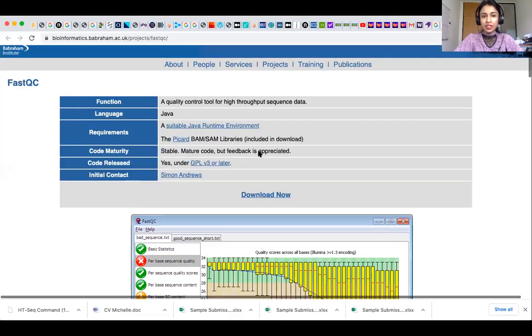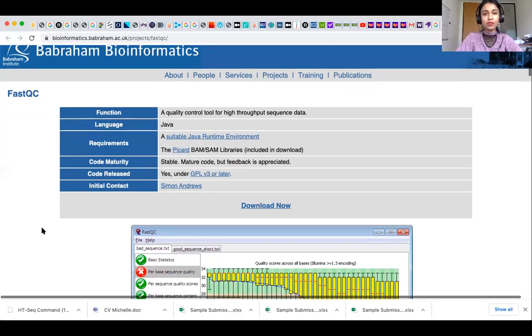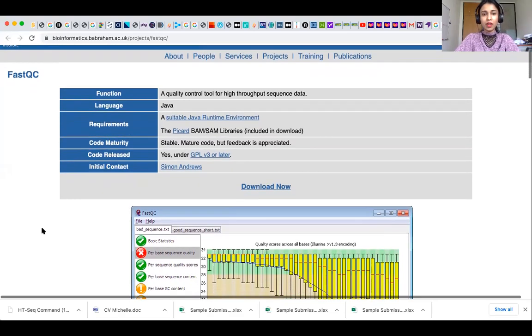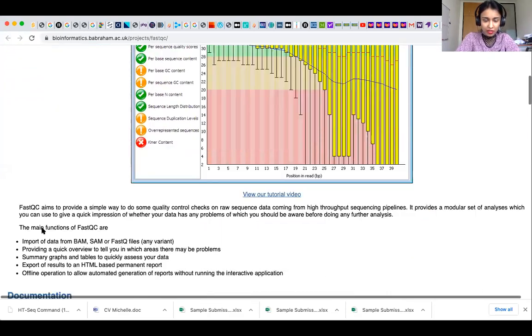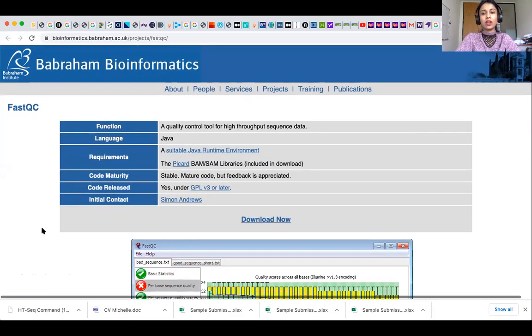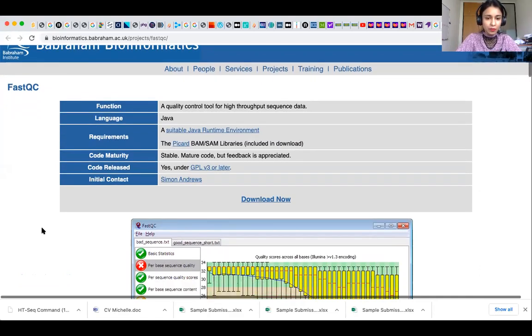Right. So this is the software that I just mentioned in my slide. It's by Babraham Institute, and it's really a very nice tool to use. It gives you a very nice graphical illustration of how good your data is. Right, this is the page. I've also given you the link there. Later after your class, you can have a look.